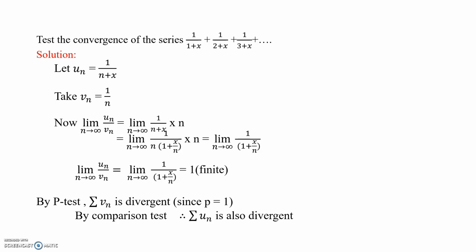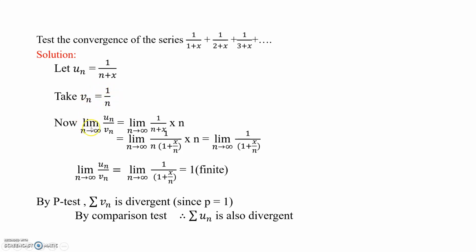Next problem. Test the convergence of the series 1 by 1 plus x plus 1 by 2 plus x plus 1 by 3 plus x plus etc. Solution. Let un equal to 1 by n plus x. And also consider Vn is equal to, the numerator has no highest power of n, so you can write 1. The denominator, the highest power of n is n. So write here the denominator. So consider Vn is equal to 1 by n.